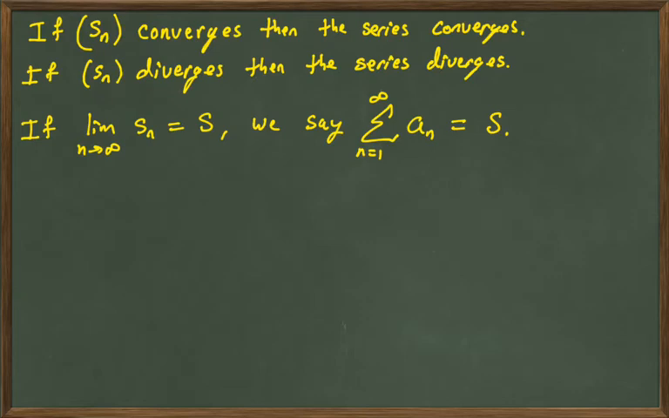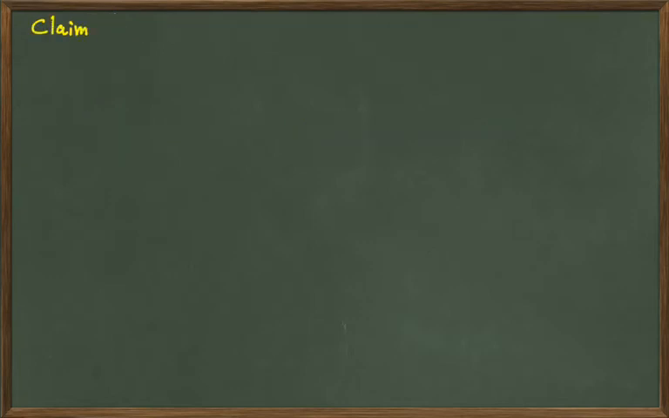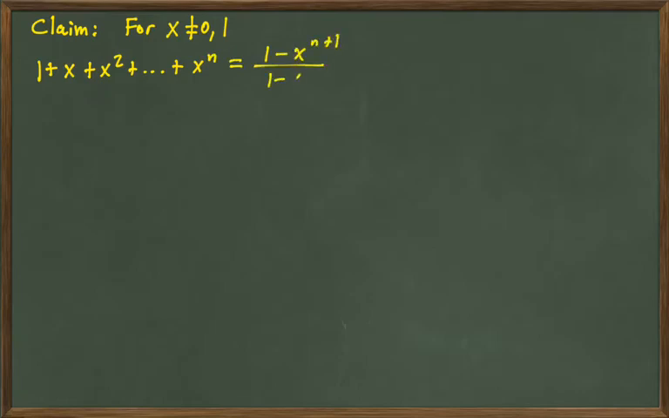Now let's look at whether there is a formula for 1 plus 1/2 plus 1/4 all the way out to 1/2 to the n minus 1. We're going to make the claim that for x not equal to 1, 1 plus x plus x squared plus all the way out to x to the n can be written as 1 minus x to the n plus 1 over 1 minus x.